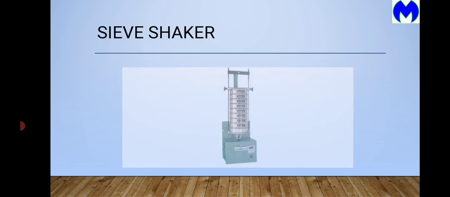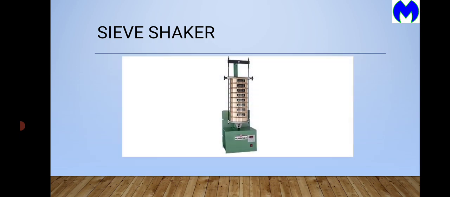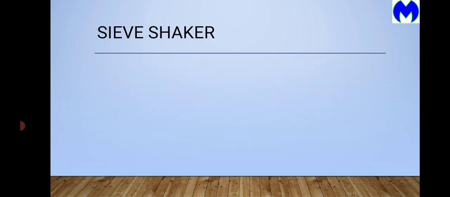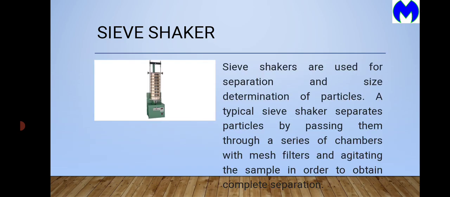Okay, we have the sieve shaker. You can see the purpose of the sieve shaker in the picture. Sieve shakers are used for separation and size determination of particles. A typical sieve shaker separates particles by passing them through a series of chambers with mesh filters and agitating the sample in order to obtain complete separation. So instead of shaking it manually to separate the particles, you use the sieve shaker.